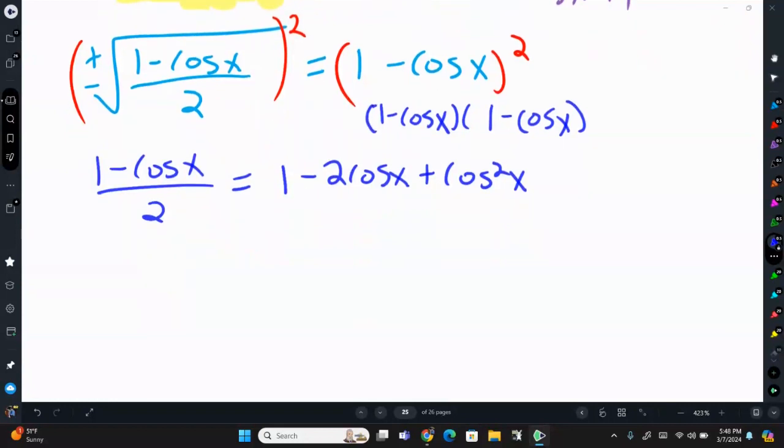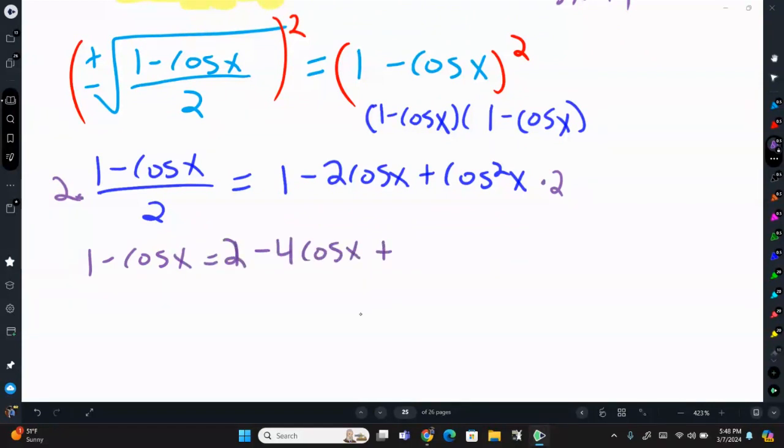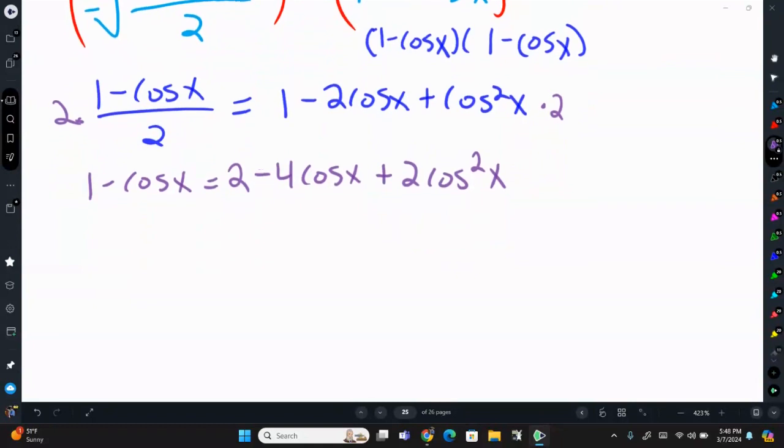All right, so now I'm going to multiply both sides by 2 to get rid of our fraction. So then we have 1 minus cosine x equals 2 minus 4 cosine x plus 2 cosine squared x. All right, so now at this point, we need to gather everything to one side. And I'm going to gather everything to the right side because I want my cosine squared to stay positive.